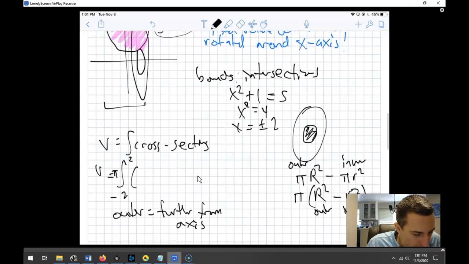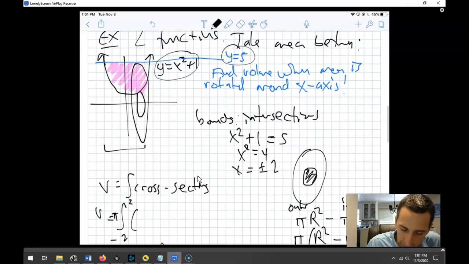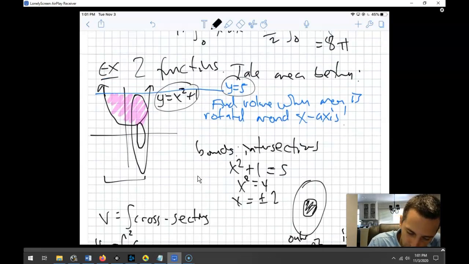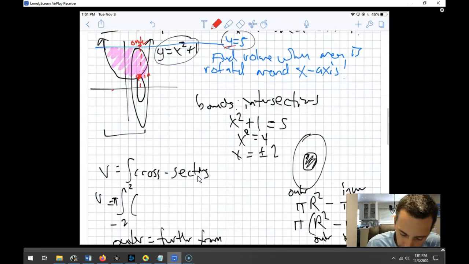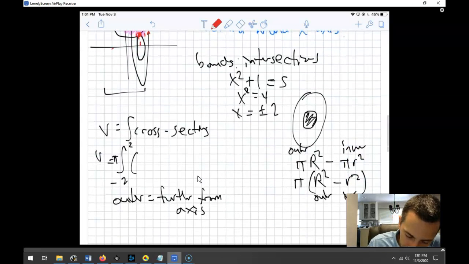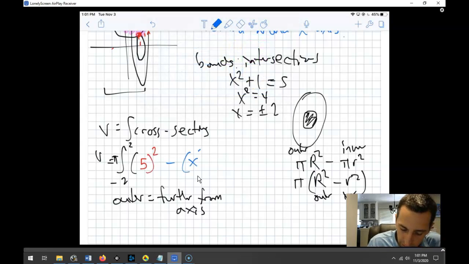So what that's going to look like is, you can draw a little dashed line from your axis. Which one do you get to first? I'm rotating around the x-axis. So I get to the parabola first, so that's going to be my inner curve, and then I get to the line last, so that's going to be my outer curve. So the outer curve is the blue line, y equals 5. So what I'm doing is integrating the 5 squared, because that's further away from the axis, and my inner radius came from the parabola.